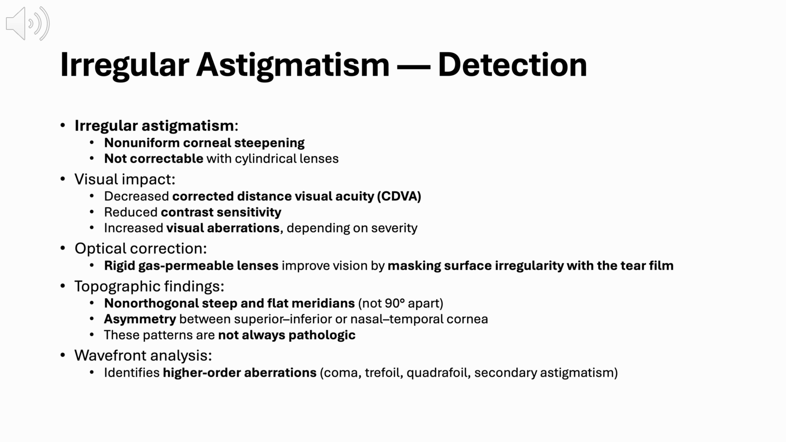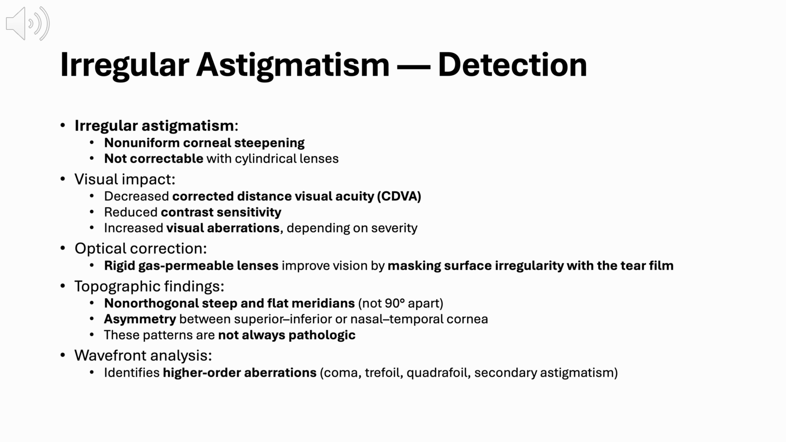This is an important diagnostic clue because improvement with an RGP lens suggests a corneal rather than lenticular source of blur. On topography, irregular astigmatism shows up as non-orthogonal steep and flat meridians, meaning they're not 90 degrees apart, and as asymmetry between the superior and inferior cornea or between the nasal and temporal sides. It's important to remember that these patterns are not always pathological and need to be interpreted in clinical context.